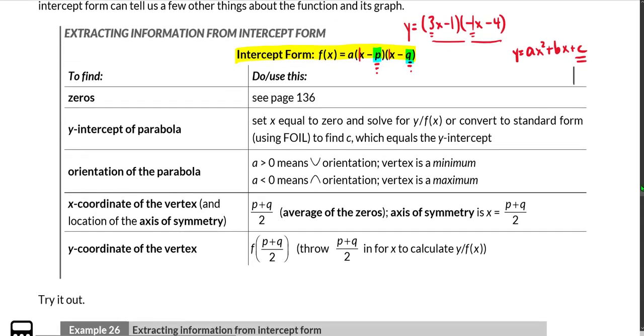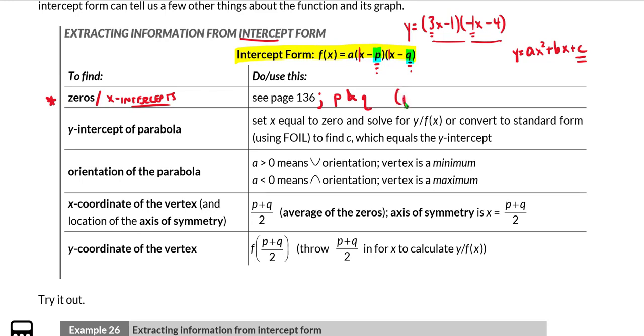Of course, the easiest, most obvious thing, I just mentioned this, are the zeros. We can get these zeros from intercept form. I am going to write down here x-intercepts. Remember that zeros and x-intercepts are synonymous, and the whole reason that we call it intercept form is because we can see the x-intercepts. I do write here, see page 136 for the ways that we can extract the zeros from intercept form, but do keep in mind that if a quadratic is given in intercept form, then p and q are the x-intercepts. In other words, the points p comma 0 and q comma 0 are your x-intercepts.